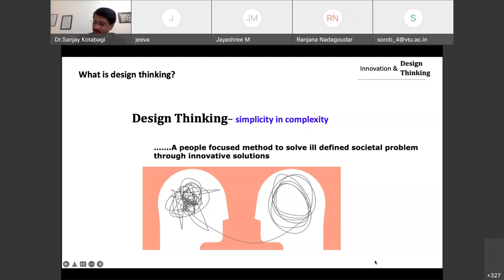Then if I draw my point of view, that is called POV, that is the clarity of the problem, then I can really solve this problem using these principles. So this particular design thinking is a people-focused method to solve ill-defined societal problems through innovative solutions. Otherwise, it is said design thinking is simplicity in complexity.